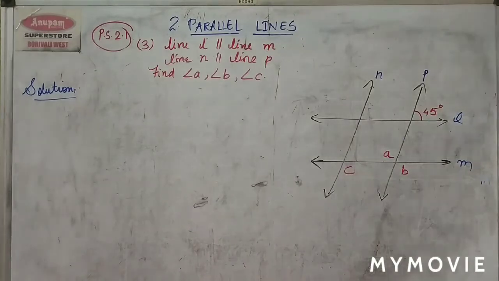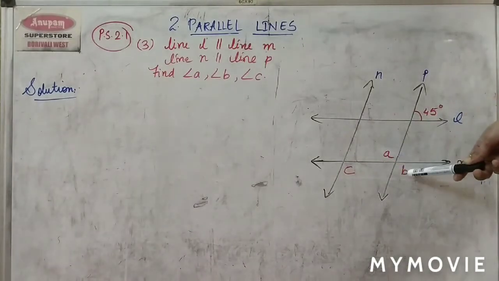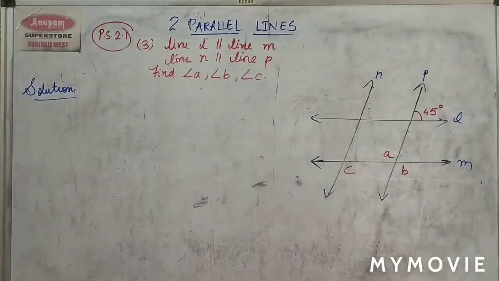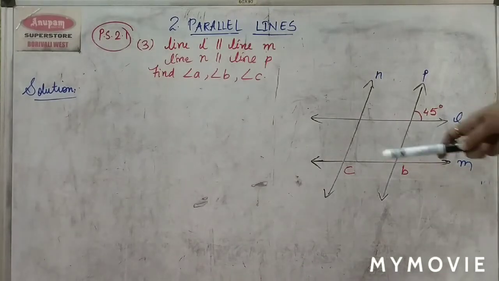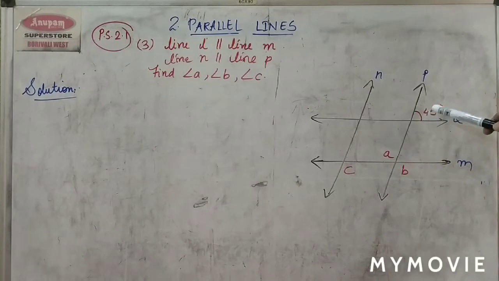Right now, we have been told to find out the measure of angles A, B and C. But how are we going to do that? Only one angle has been given to us, which is 45 degrees. Now, if I want to find angle A, I cannot say that angle A is equal to this 45 degrees. Why? Because they are not related to each other in any way.